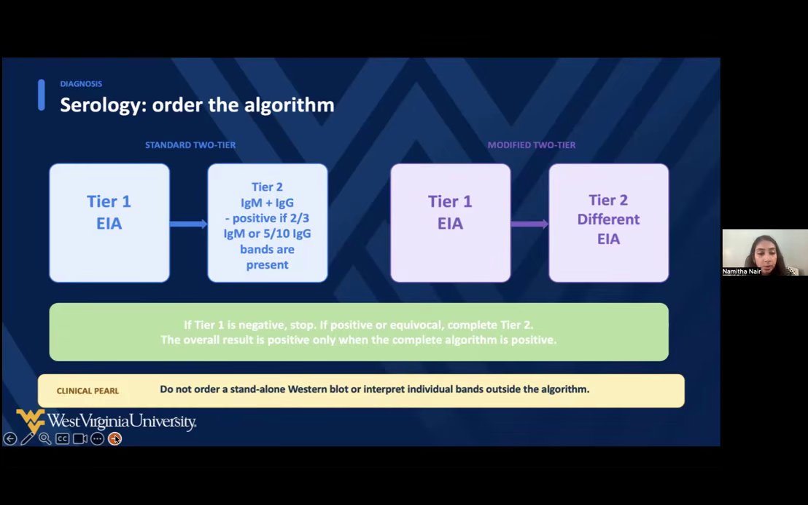If tier one, the screen, is negative, please do not test further. Don't order both of them together. It should be a step-up approach. If the first screen is positive or equivocal, then you go for the Western blot, which is tier two. And the overall result is considered positive only if the two-step process has been completed and both of them are positive. Don't skip the ELISA screen and go directly to a Western blot because it would be difficult to interpret at that point.